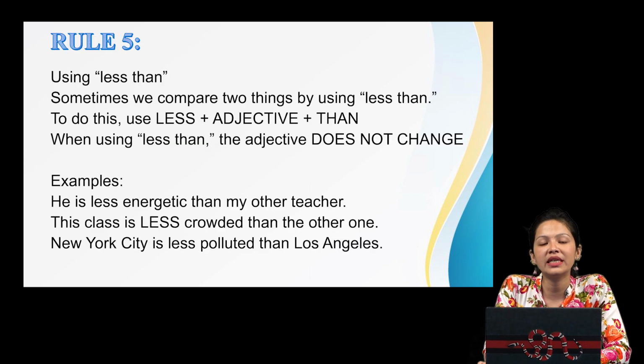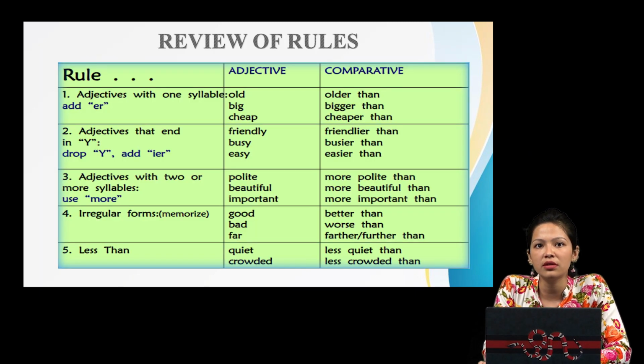Now let's get to rule number 5, using less than. Sometimes we compare two things by using less than. To do this, use less plus adjective plus than. When using less than, the adjective does not change. Example, he is less energetic than my other teacher. This class is less crowded than the other one. New York City is less polluted than Los Angeles. So these are the rules given. You can check out these rules and review them: rule number 1, 2, 3, 4, 5. These are just whatever I said previously, okay.